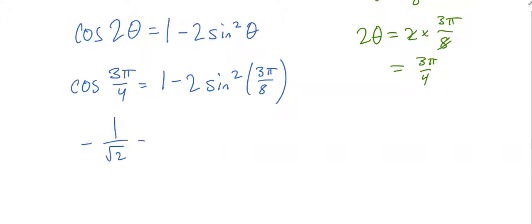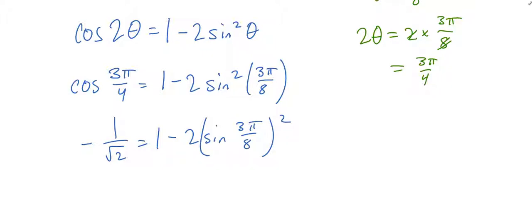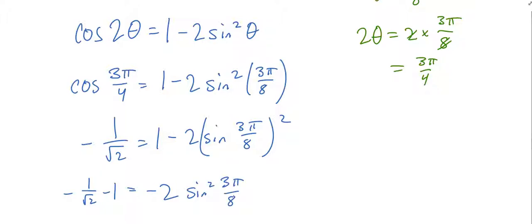Okay, equals 1 minus 2 sine, and don't forget, this is sine of 3 pi by 8 all squared. That's what that means. How do I solve for sine of 3 pi by 8? I just take all the junk and throw it on the other side. I'm going to isolate sine of 3 pi by 8. So I got a 1 in the way. Let's put it on the other side. So -1/√2 - 1 equals -2 times sine squared 3 pi by 8. And we just keep going.